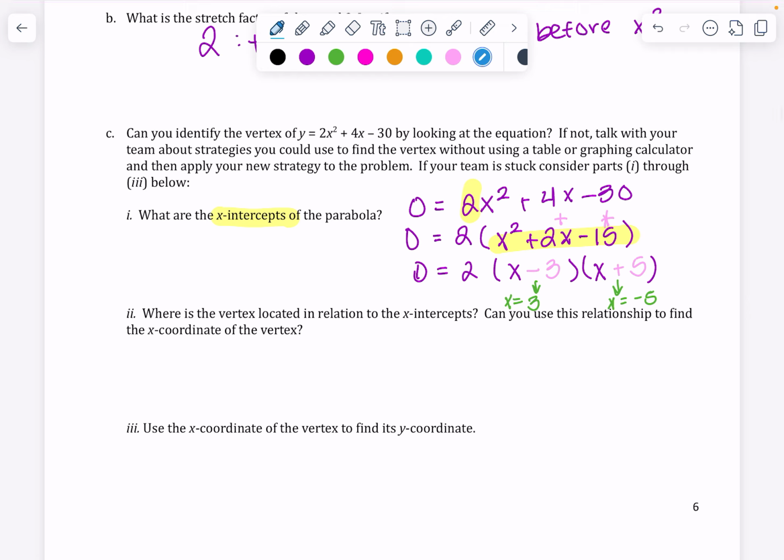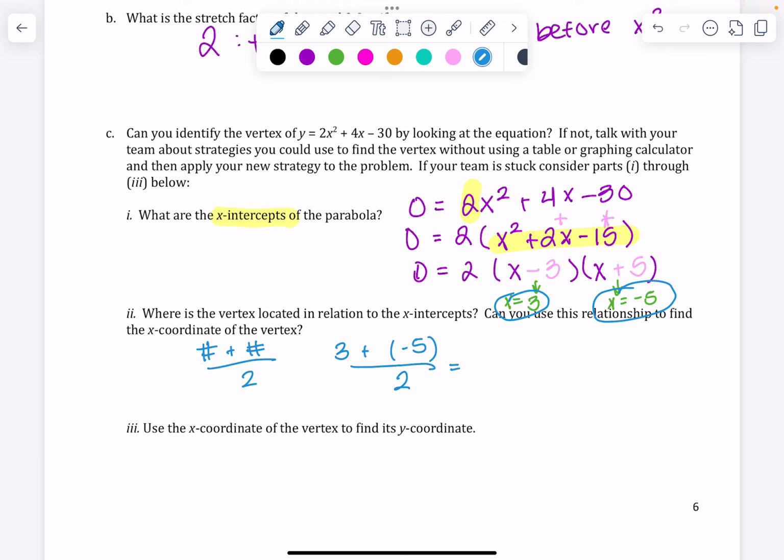And remember, average, we would add up our numbers and divide by the number of numbers. In this case, we're going to divide by 2 because we're putting 2 numbers into our average function. So 3 plus -5 divided by 2 would be -2 divided by 2, which is -1, right? So this is giving us the x coordinate of our vertex at -1, right?